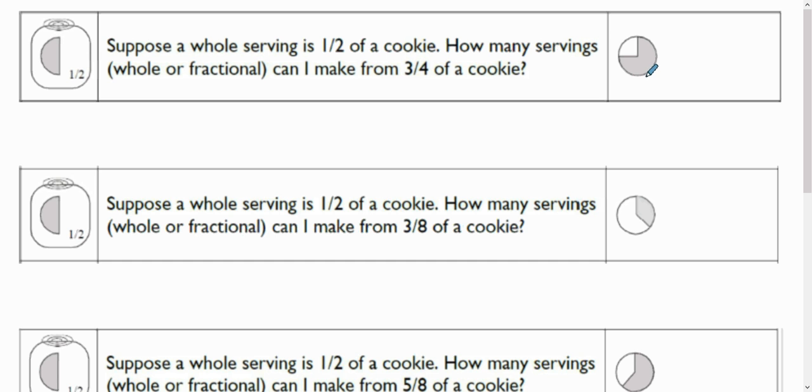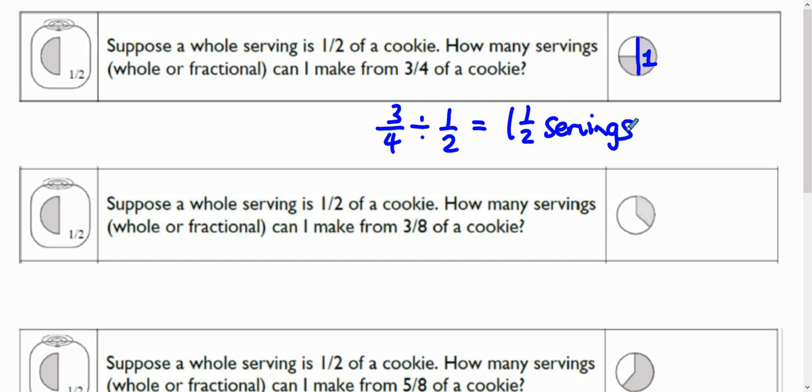So here's an interesting situation. This is 3/4 of a cookie, but the serving size is half a cookie. So that's a serving. Well, what's that? That's half of a serving. So it would appear that 3/4 of a cookie divided by a serving size of half a cookie is 1.5 servings. And I would hope that you'd be able to explain that to a small child. That's half a serving.